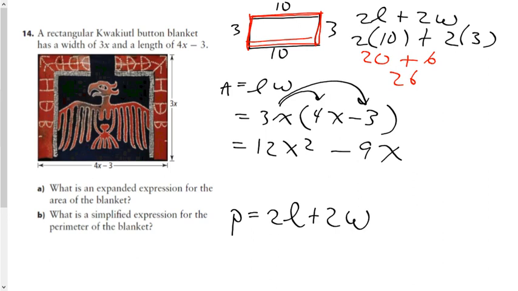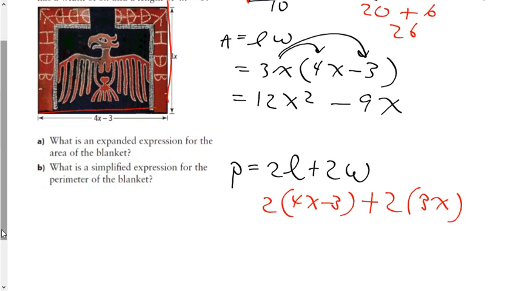Algebraically speaking, we can still do that same thing, except instead of having nice, neat whole numbers like 3 and 10, instead of having 10, we're going to have the expression 4x minus 3. Instead of being 3, we're going to have 3x, but the formula still holds true. We have 2 lengths, which is going to be 2 sides that are 4x minus 3. And we have 2 sides that are 3x.